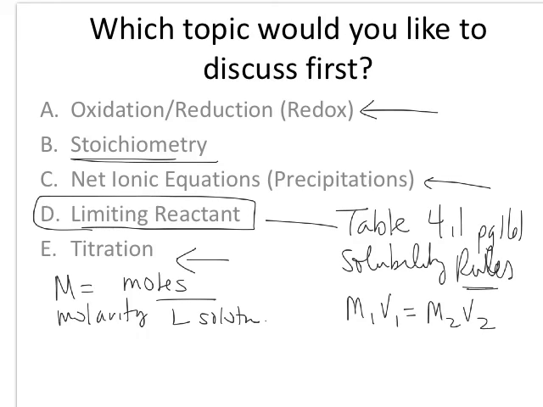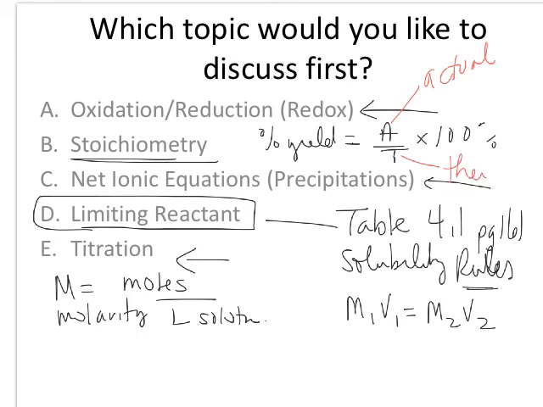If you get used to doing that and making that a conversion factor, that'll make these problems easier to solve. And finally, one more thing you'll need to memorize for formulas in this chapter is percent yield. Percent yield is A over T times 100%. A is actual yield, and T on the bottom is theoretical yield. So you'll have to know that formula.